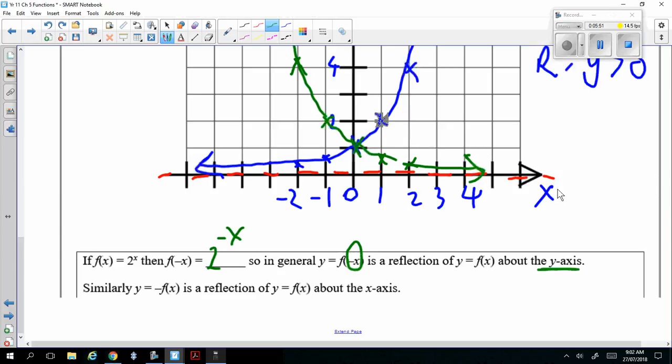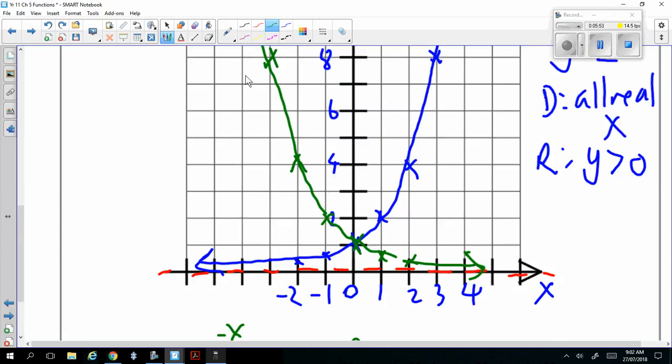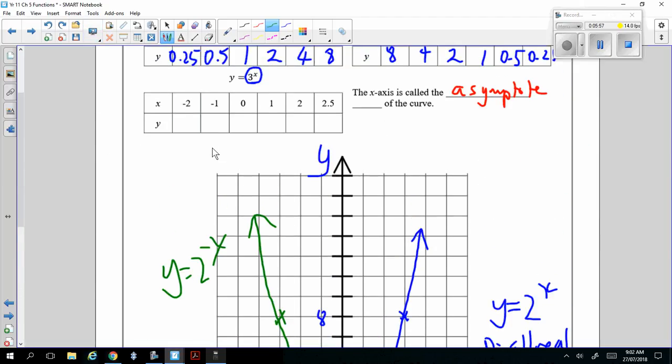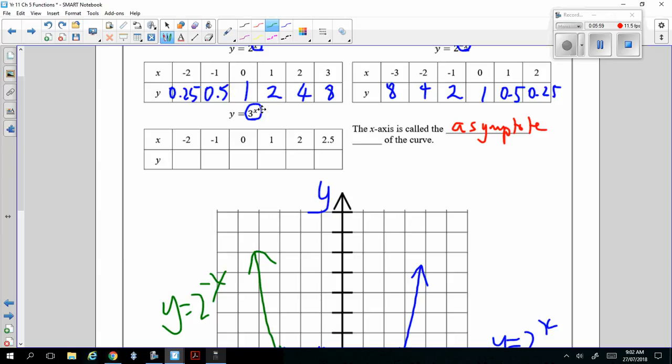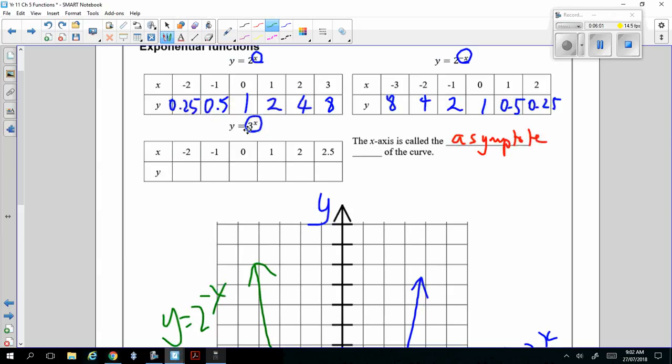Okay, so we drew this part. What else is there? There's one more. We're going to draw 3 to the power x. What if I change the base 2 to 3? What effect does it have on the graph? So one way to find out is to draw it. So do a table of values.